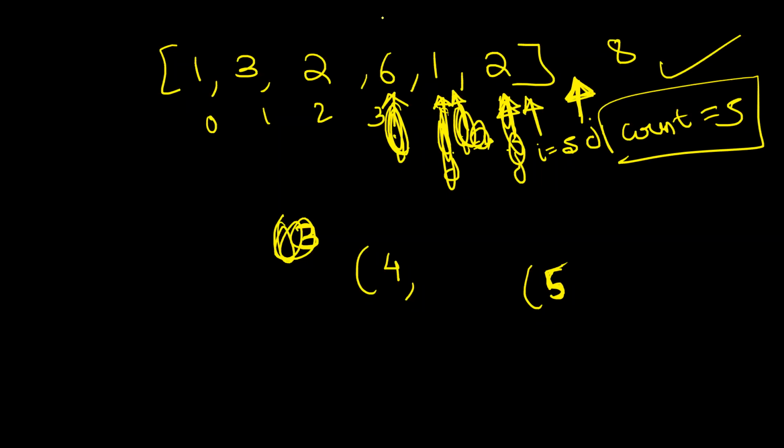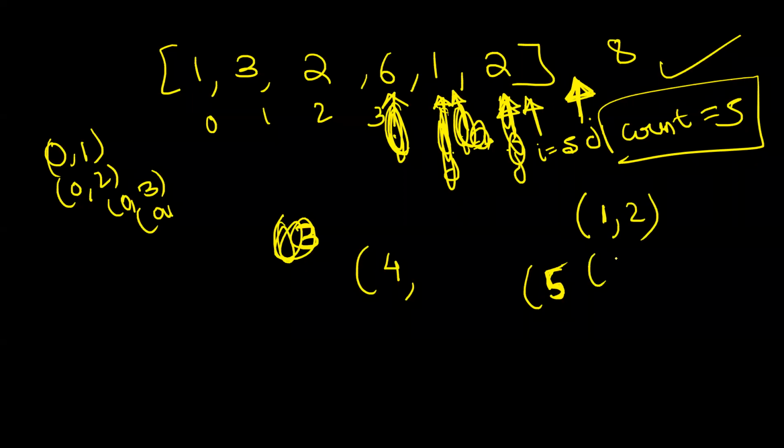Is the basic idea making sense? You will fix I, and then for a given value of I, you will iterate J all the way from I plus 1 till n. That is the basic idea. First I fixed index 0, and I will check all pairs 0,1, 0,2, 0,3, 0,4, 0,5. Then I will fix I equal to 1. I will check pairs 1,2, 1,3, 1,4, 1,5. So I am trying to check all possible pairs that can be made.